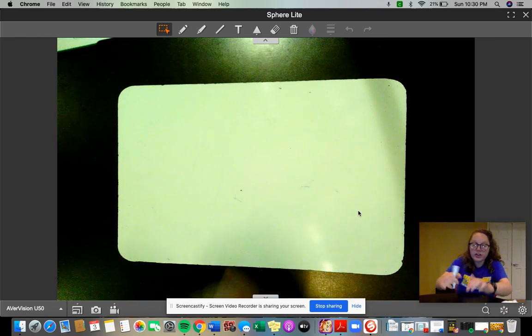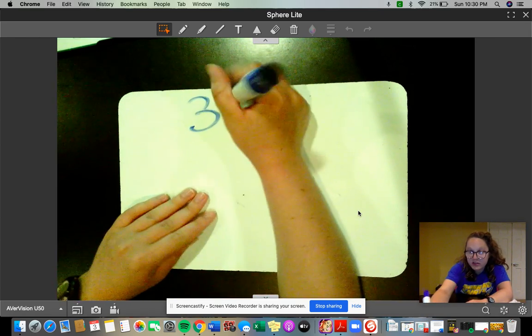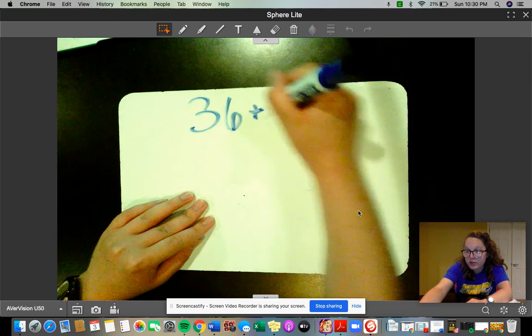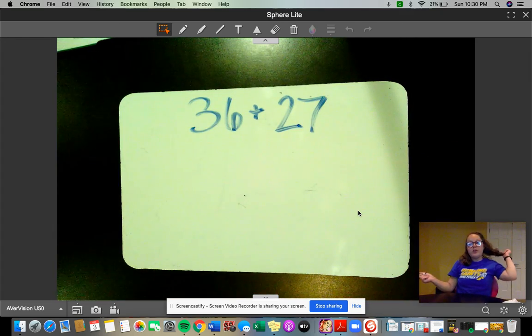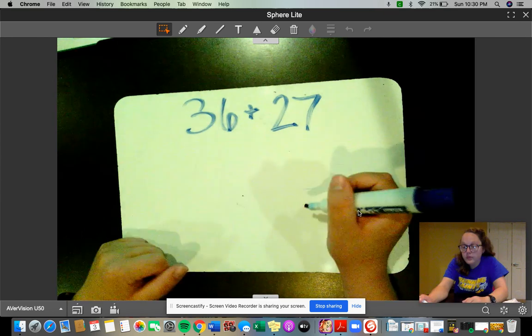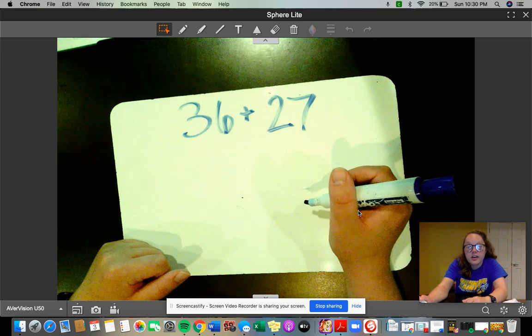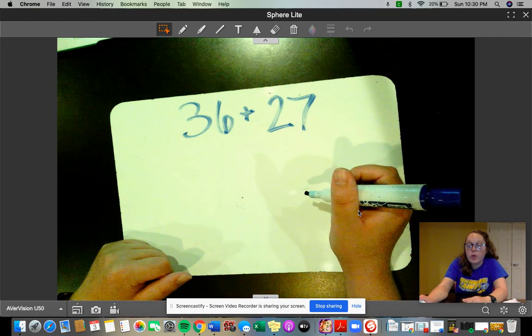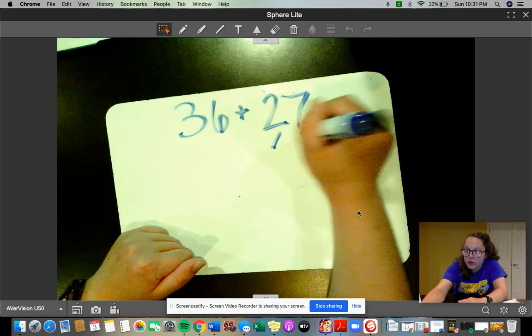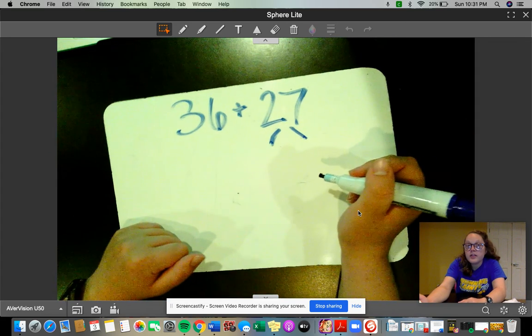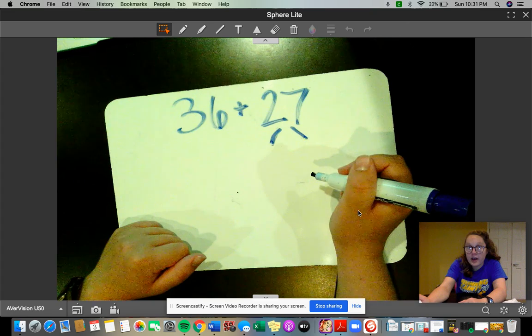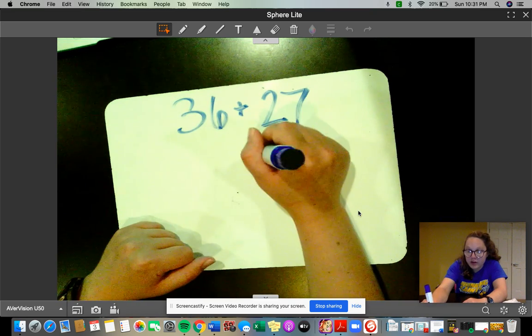We're going to do 36 plus 27. So what we're going to do is, again, we're going to use our tens and do the best we can with our tens. To do 27, I know that I can take a 10 out of 27. So I'm going to do that.